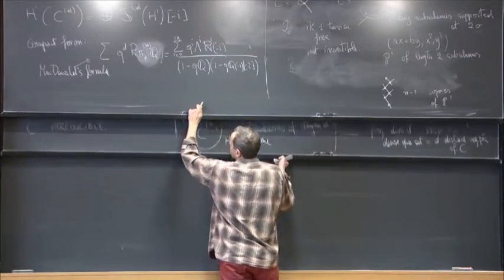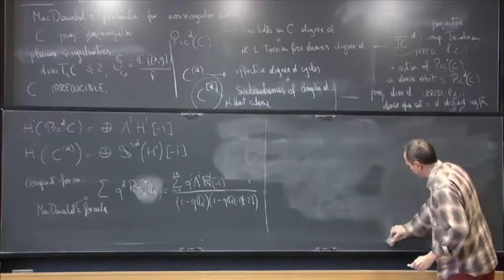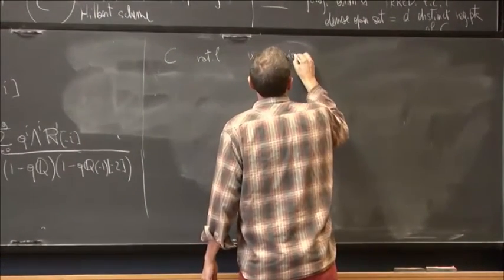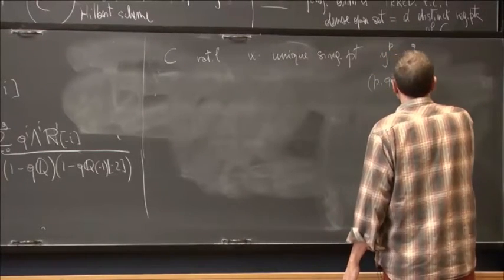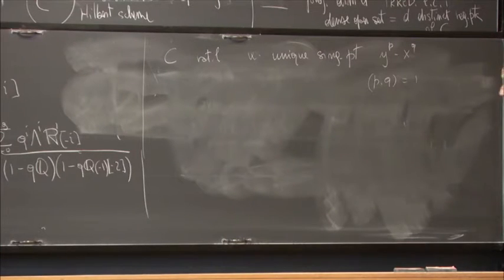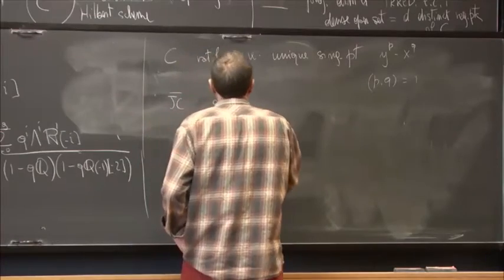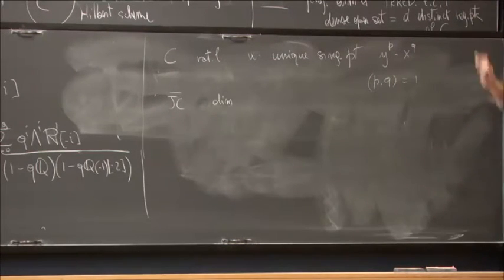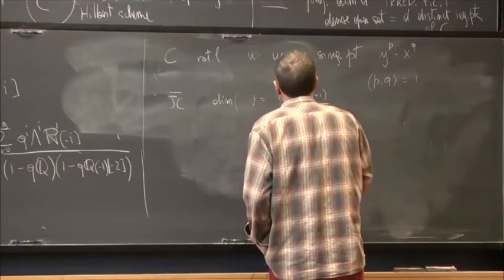So let me just give you an example of how tricky they are. Say that C is rational with a unique singular point, say, y^p minus x^q with p and q coprime. This ensures unibranch. So in this case, the compactified Jacobian has dimension... I didn't say what the dimension of the compactified Jacobian is, but I say it implicitly because it contains the Picard as a dense thing. So the dimension of the compactified Jacobian is the arithmetic genus. So the dimension is, in this case, (p minus 1)(q minus 1) over 2.